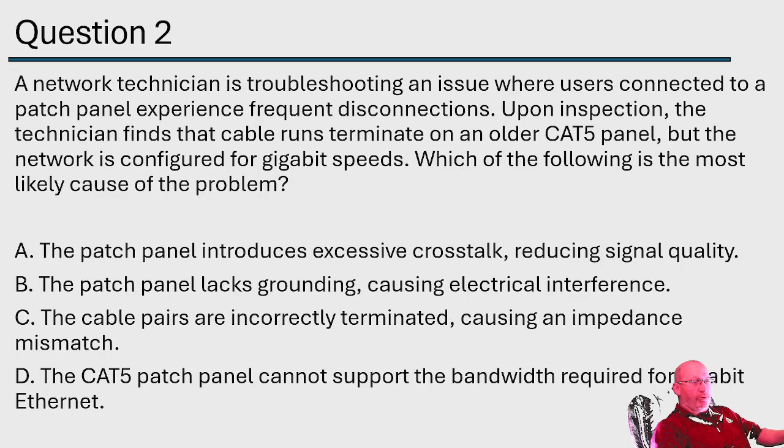Question number 2, a network technician is troubleshooting an issue where users connected to a patch panel experience frequent disconnections. Upon inspection, the technician finds the cable runs terminate on an older Cat5 panel, but the network is configured for gigabit speeds. Which of the following is the most likely cause of the problem?